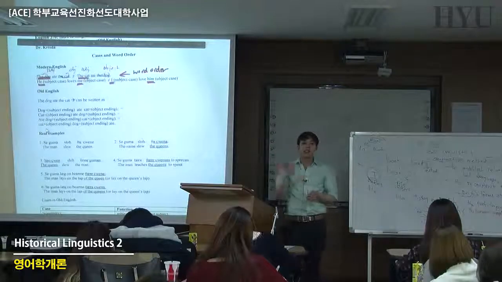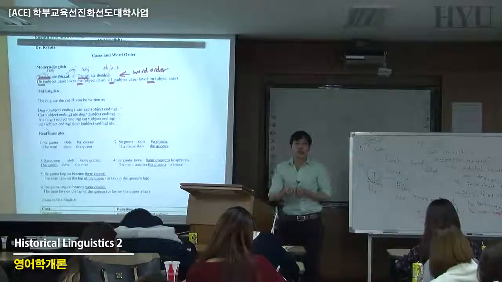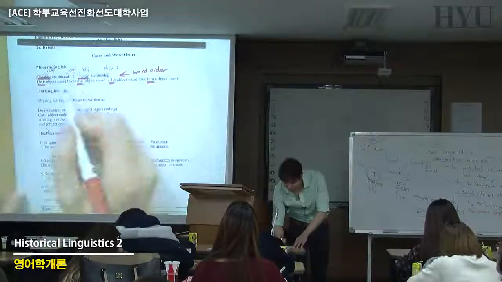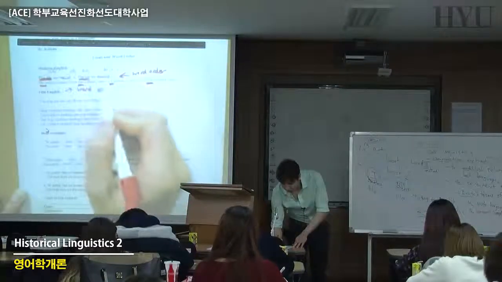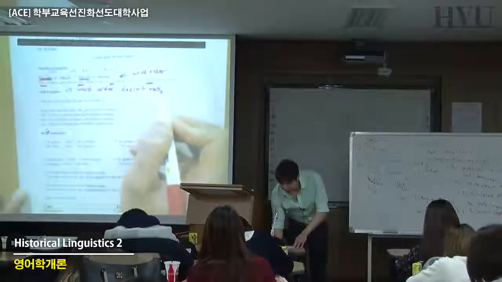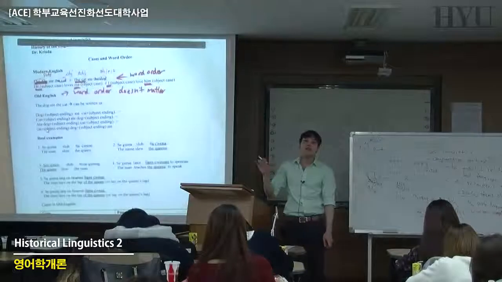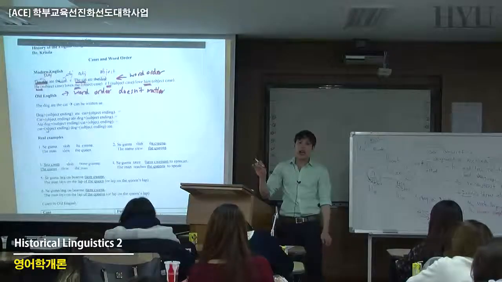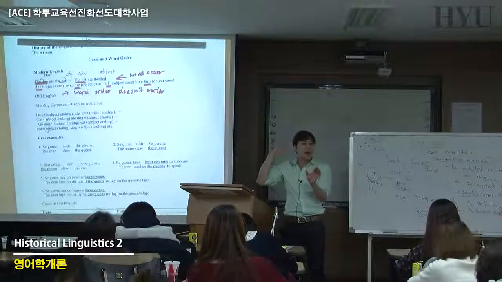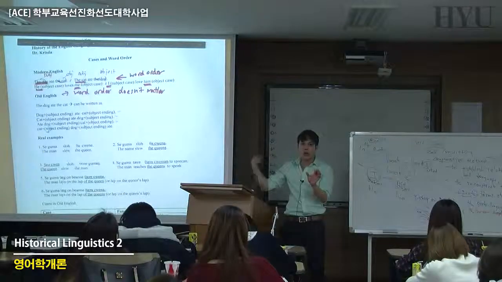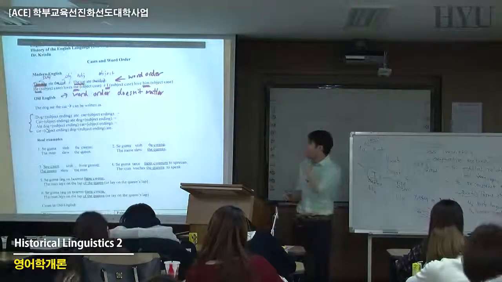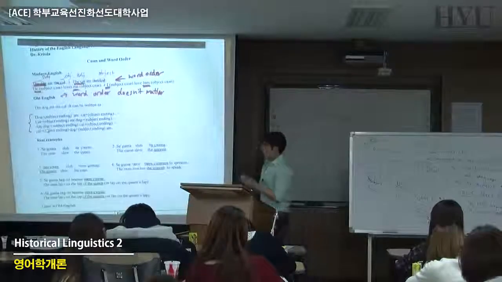In Old English, word order doesn't matter. That's because, again, all nouns are inflected for cases. All nouns have endings for cases. And by looking at the ending or by hearing the endings, you know what it does in a sentence. So it doesn't matter how a sentence is spelled out.